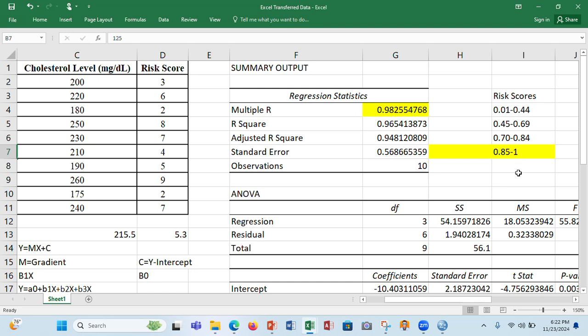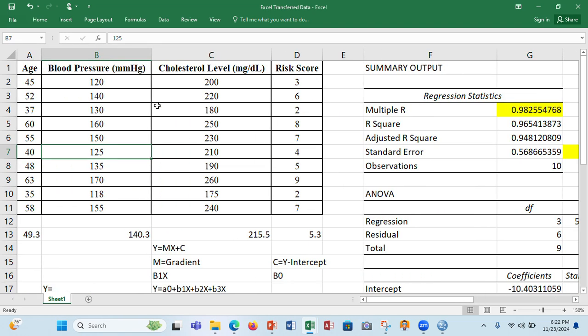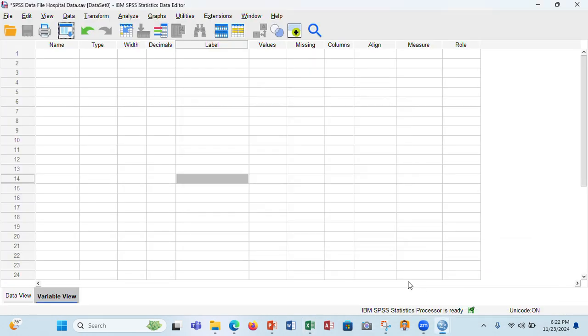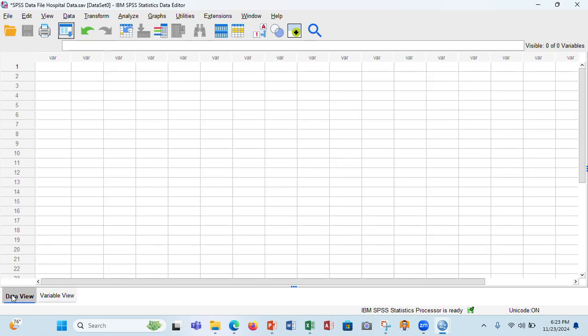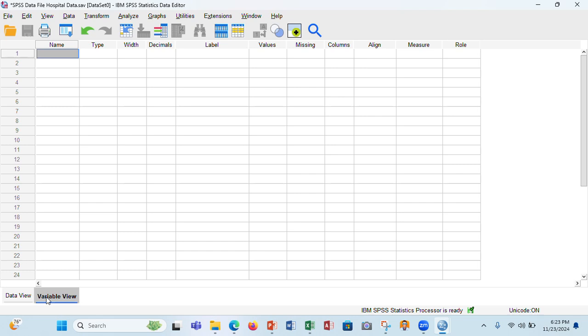Now that you're going to follow up the workings of regression analysis in Excel or your spreadsheet, we're going to use this very data in SPSS. So your SPSS, when it opens, I want to open my SPSS here, and this is now my SPSS. This SPSS, when it opens, has two views: what we call data view and also what we call the variable view. Our biggest concern and concentration is going to be in the variable view.